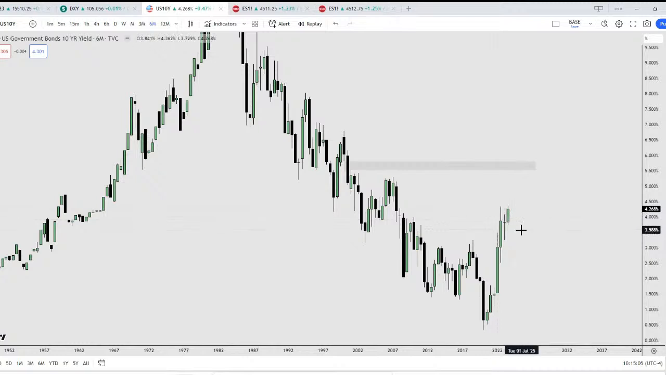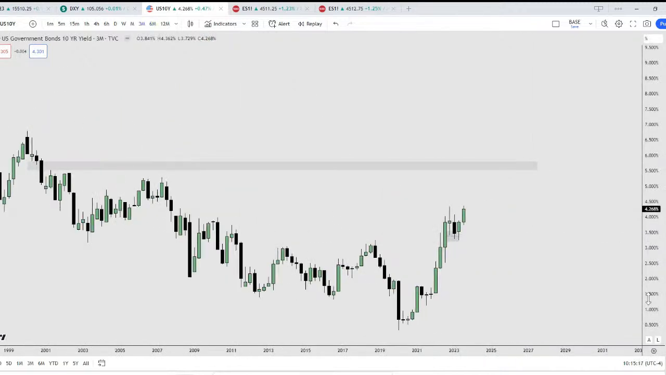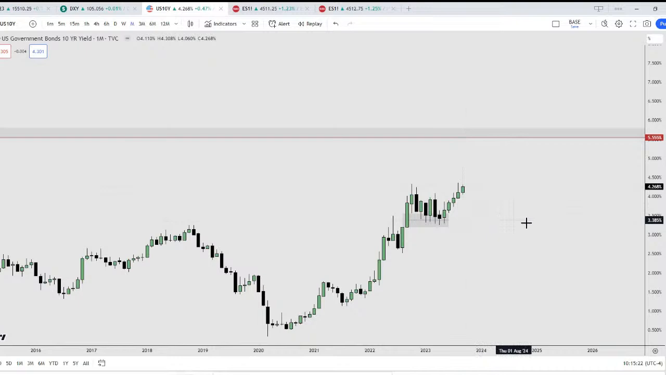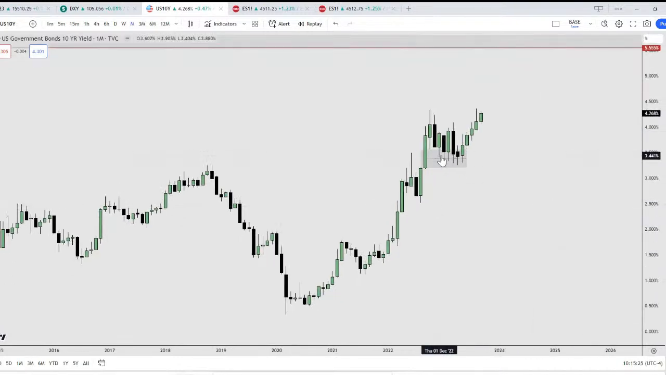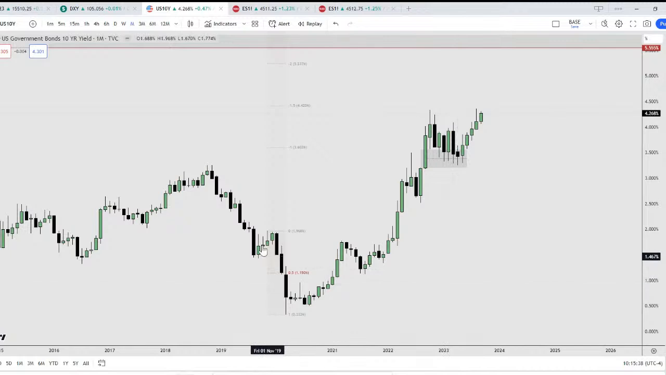So this is the 10-year yield. This is on the 6 months chart. So if you want to go down to the lower time frames, I've actually noted down this monthly fair value gap here, right here. So if you take swing low to swing high, let's remove that 0.5. Let's see.